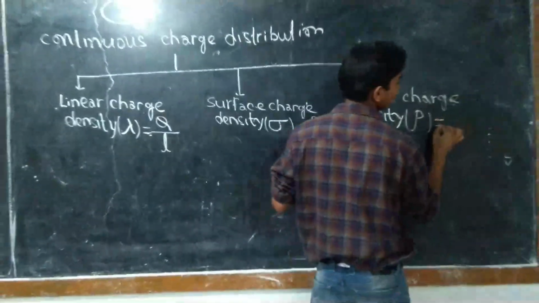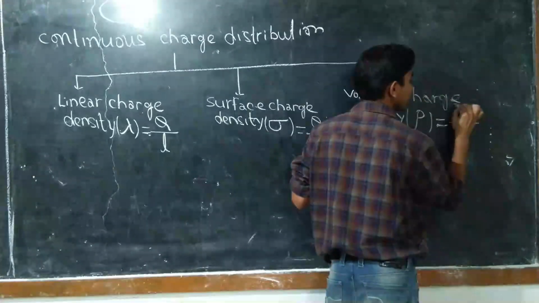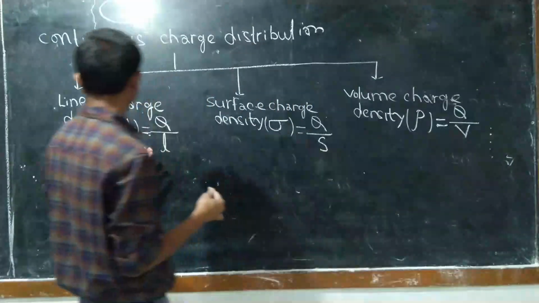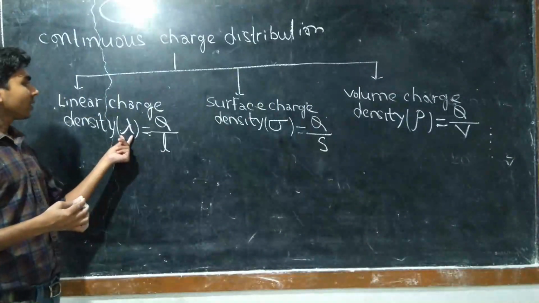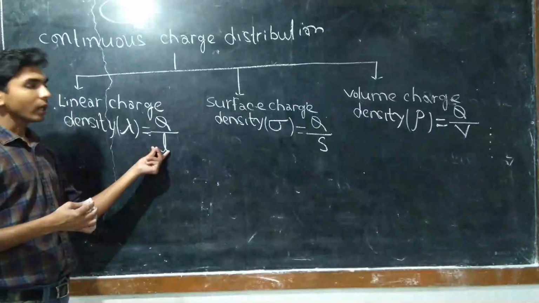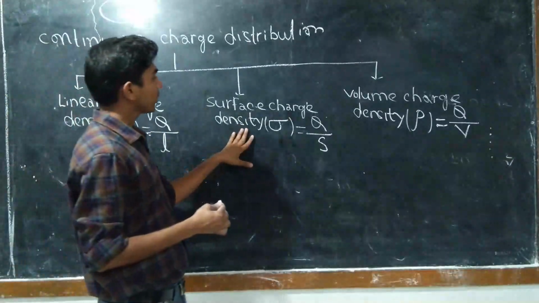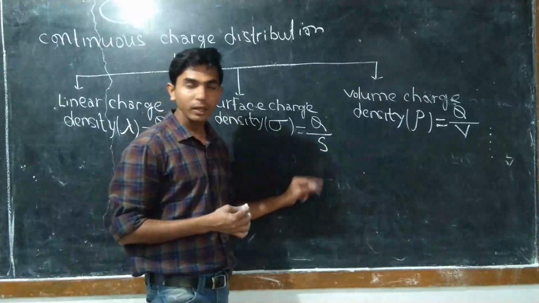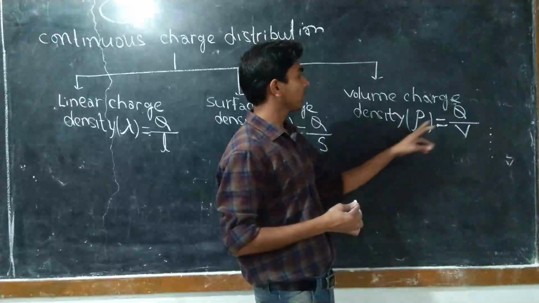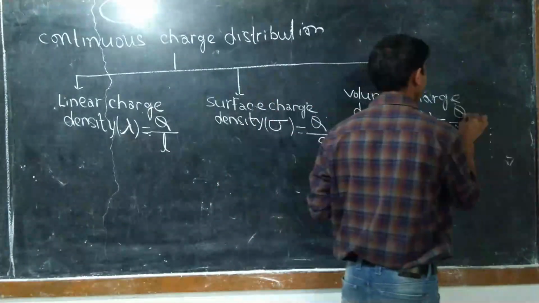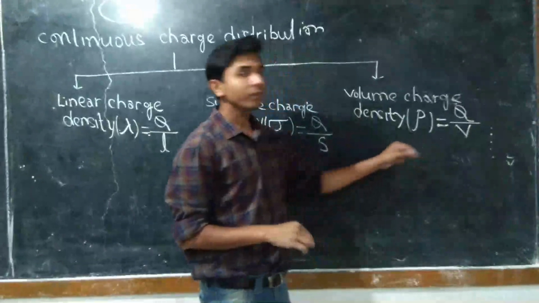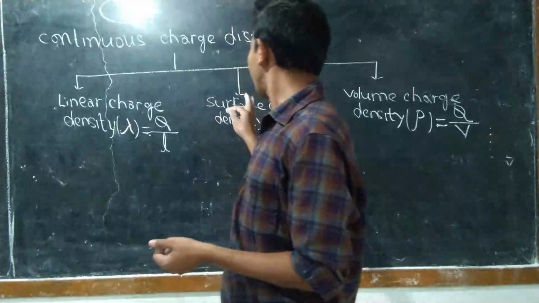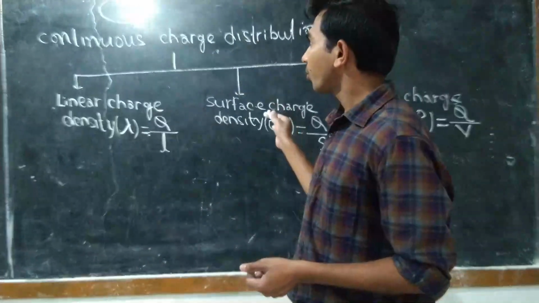And this rho is how much? This rho is Q by D, right? So just you have to remember this one. Linear charge density is lambda, and lambda is equal to Q by L, where L is the length. Surface charge density is sigma, and sigma is equal to Q by S, where S is the surface area, right? And volume charge density is Q by V, where V is volume, right? So only these are the three types of continuous charge distribution, right?